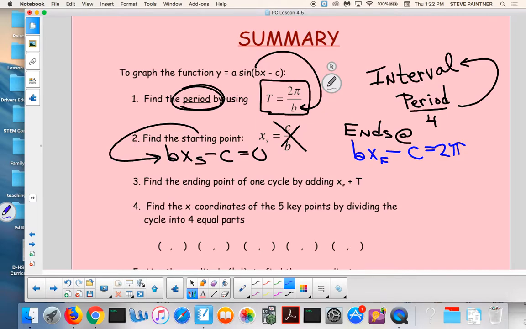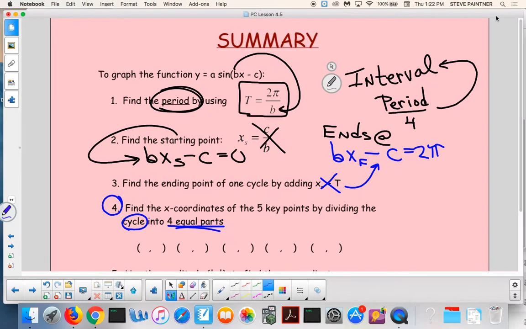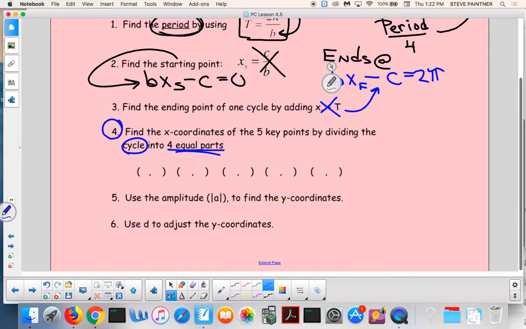Okay. Find the end point of the cycle by, oh, I didn't do this, I don't do it this way. I do it this way. Okay. Good? And then this part 4, I'll show you what I'm going to do, but you guys find the x coordinates of the 5 key points by dividing your cycle, your period, into 4 equal parts. We'll do that together in just a second. You'll see. And then give me the 5 points. Okay, and then here we go. The last 2 things I do them opposite.